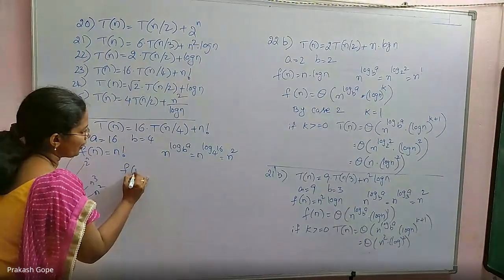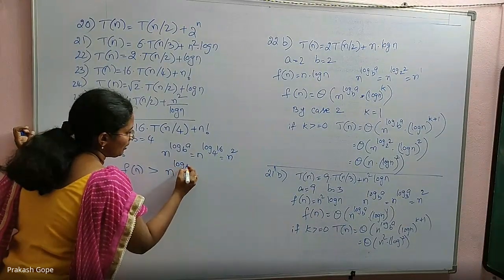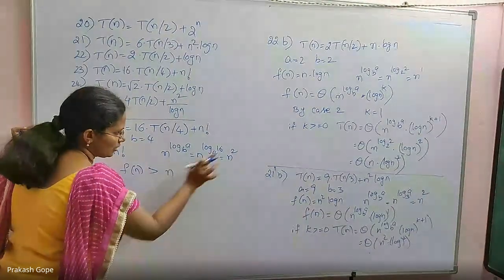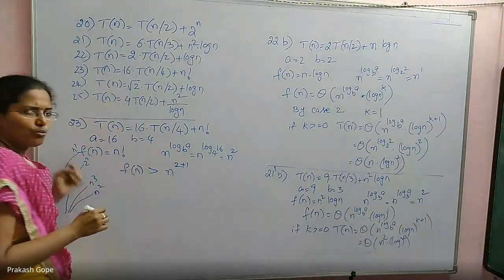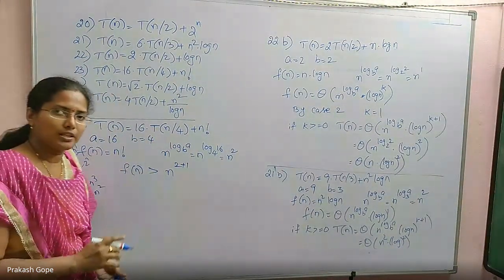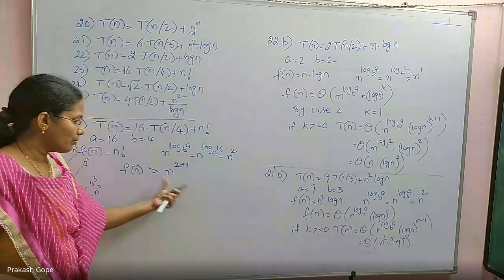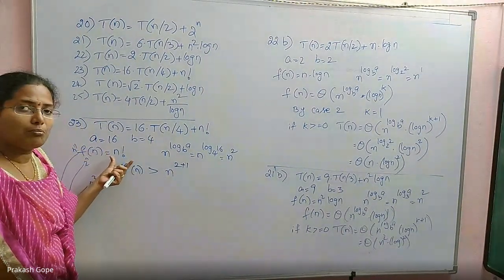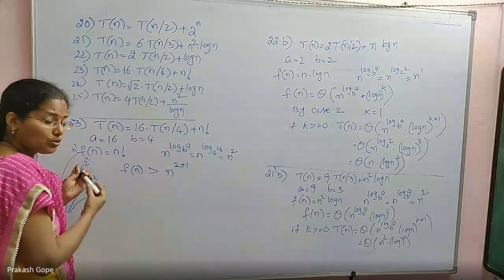So f of n is greater than n power log a to the base b, which means n square in this case. Even if you add some small value, why small value? Let me add 1 itself. Still it is just n cube. But f of n is n factorial, much greater than n cube. So, greater than.